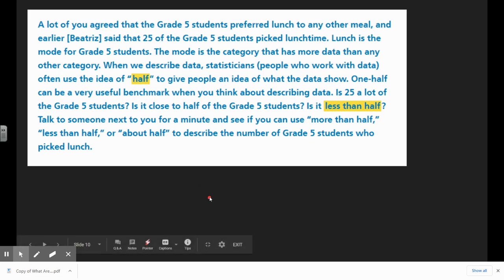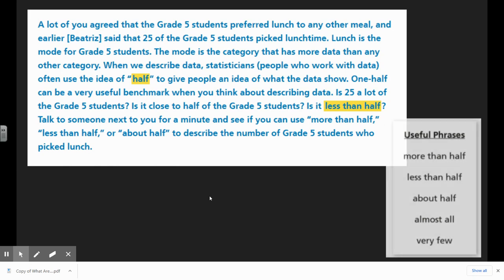So when we describe the data, statisticians, people who work with data, often use the idea of half to give people an idea of what the data shows. So 1/2 can be a very useful benchmark when you think about describing data. Is 25 a lot of the grade 5 students? Is it close to half of the grade 5 students? Is it less than half? And these are things you can discuss when you're looking at the data. So useful phrases are more than half, less than half, about half, almost all, or very few. These are ways that we can use to describe our data.